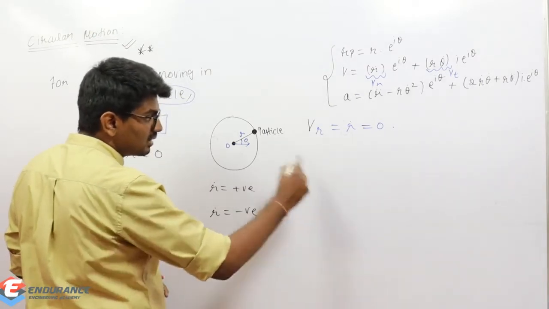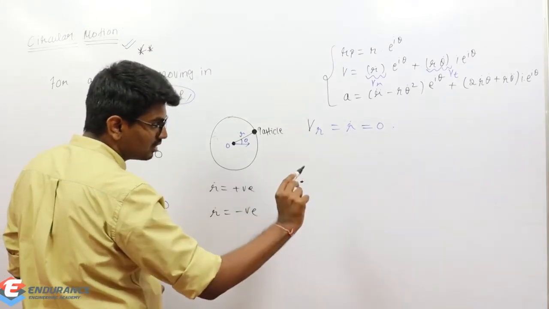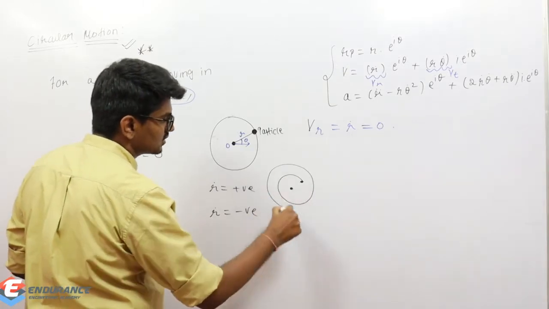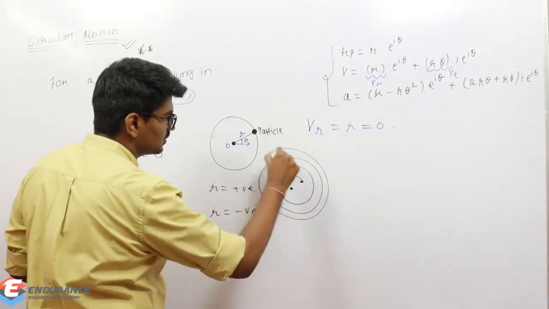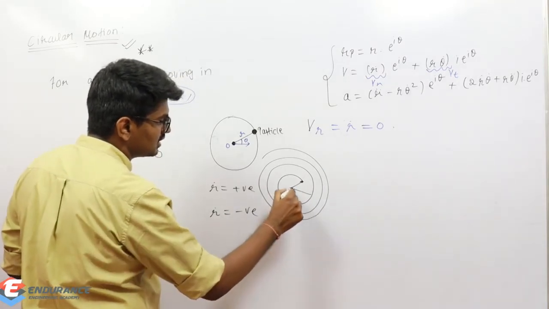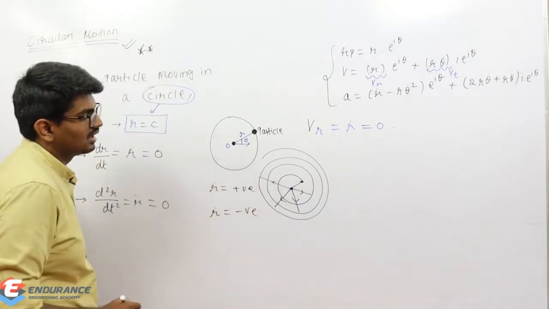When it is rotating, when the particle is traveling, how will it move? Let us just consider that the path which I am going to draw is the path of the particle. The particle will be moving like this. What is happening to the radius? Initially this is the radius, then the radius is increasing, then increasing, then increasing. So the radius keeps on increasing.